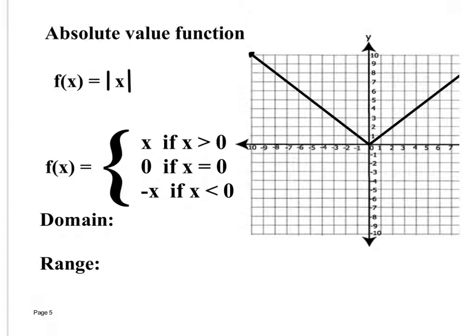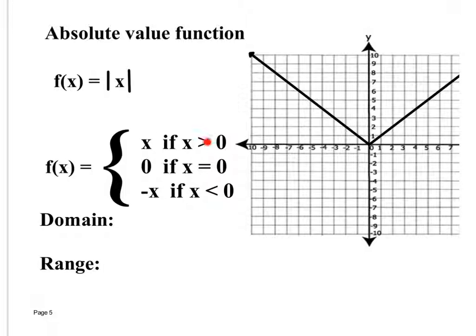All right, absolute value function. This is the parent function. This is what it looks like on a graph. What it's asking for is f of x is the absolute value of x. And we're going to talk about it later, but this is called piecewise. It's pieces of a graph. They have different sets of rules.